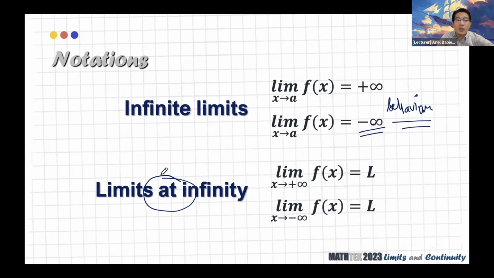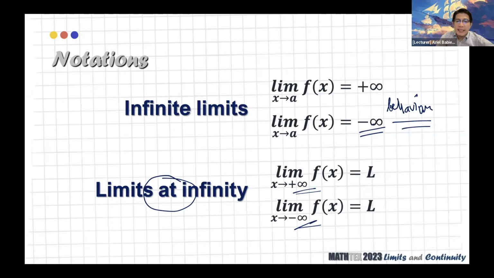It means that we can observe behavior as x increases without bound or as x decreases without bound. Okay? So when you talk of infinities, they are in fact just behaviors, not specific values, not specific points on the axis. They are simply behavior. So in fact, for limits at infinity, we are asking, what is the behavior of the function as x increases without bound or as x decreases without bound?